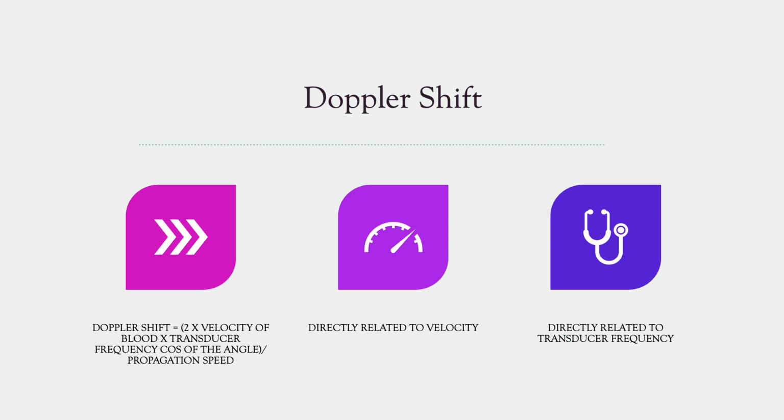Doppler shift is directly related to velocity. It's also directly related to the transducer frequency. Another equation that we use to calculate Doppler shift is 2 times the velocity of blood times the transducer frequency times the cosine of the angle. This is all divided by the propagation speed.